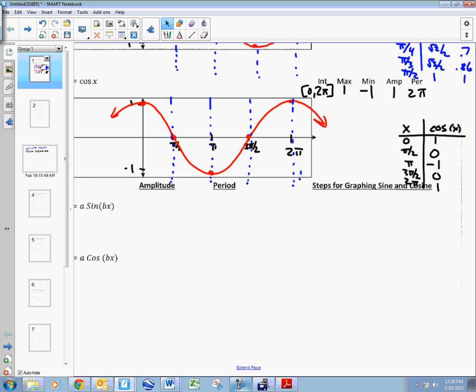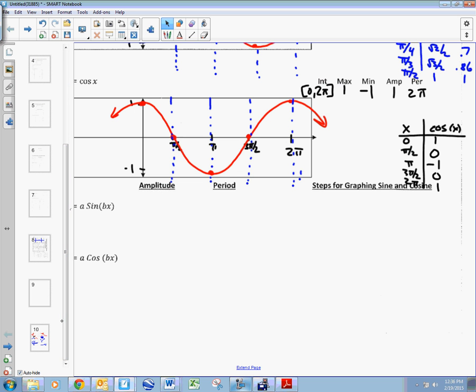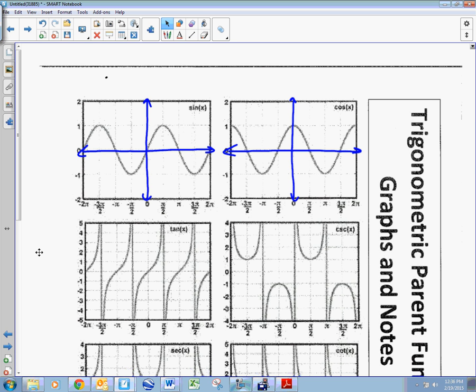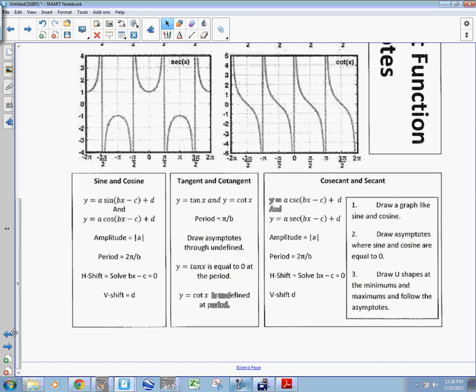Please now flip to the second to last page of your notes. And you should see a sheet of notes that says trigonometric parent functions, graphs, and notes. This is something that you get to use on the test. You can see that I give to you the graphs. I drew in some x and y axes here because it's a little difficult to see, but those are the parent functions. As you look at the bottom, if you want to rip this out, you can as well, but I tell you how to graph sine and cosine. I tell you what the amplitude and the period are and everything else.